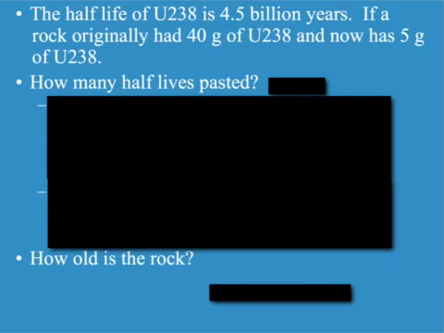Okay, the first example, the half-life of uranium-238 is 4.5 billion years. If a rock originally has 40 grams of uranium-238 and now only has 5 grams of uranium-238, how many half-lives passed? Then, how old is the rock? So the first step is how many half-lives passed. Remember, there are 2 different ways we can do this.